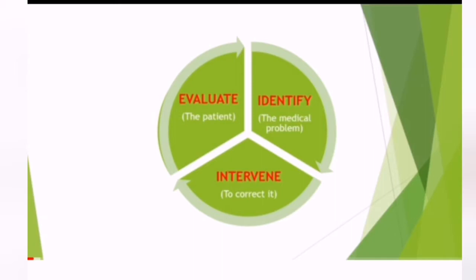As I said, initial impression, evaluate. This is the evaluation: CBC, consciousness, breathing and color. Coming to identify. What are you identifying in pulse? You have to identify three things: either acute life-threatening event, or shock, or respiratory distress versus respiratory failure. After evaluation and identification, then intervention.